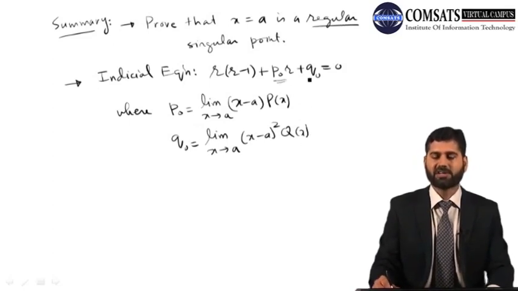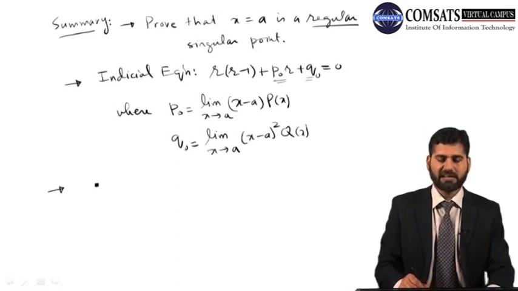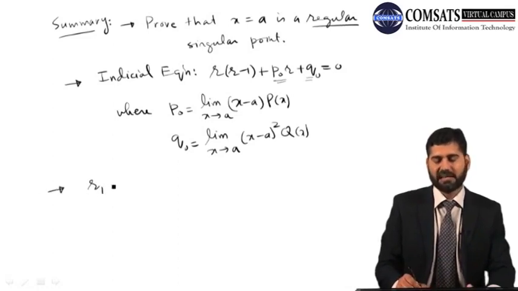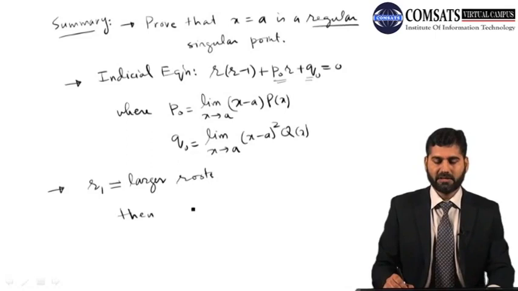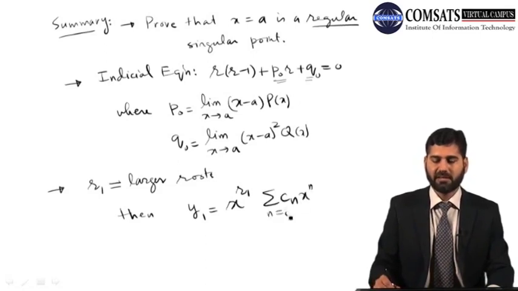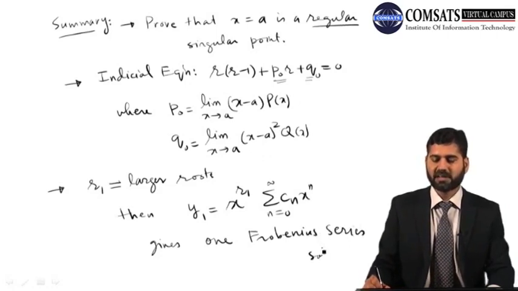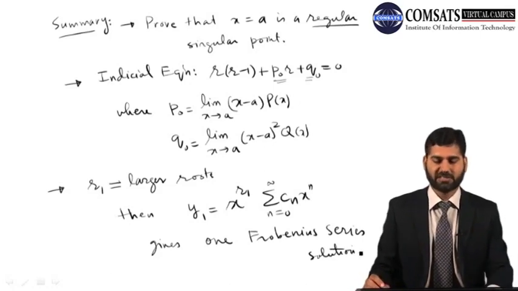If we replace them here and get the roots, let's say r1 is the larger root, then y1, which is x to the power r1 times the sum of c_n x^n, gives one Frobenius series solution. This is guaranteed. You will definitely get this series solution.